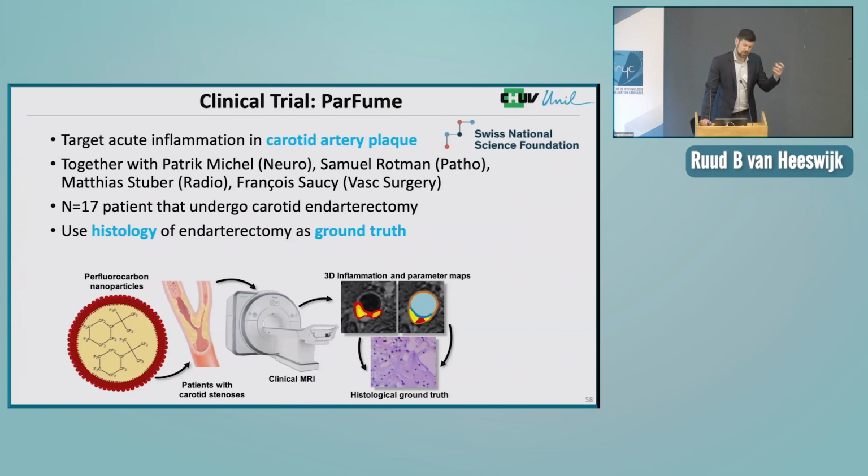And before that, they will receive fluorine MRI to see what the inflammation load is. The nice thing, of course, of taking this plaque out is that we can then do ex vivo scanning and histology and confirm the amount of inflammation and perfluorocarbon that's present in there. So that will be happening in the very near future, end of this year or so. We should be able to start. So watch this space.